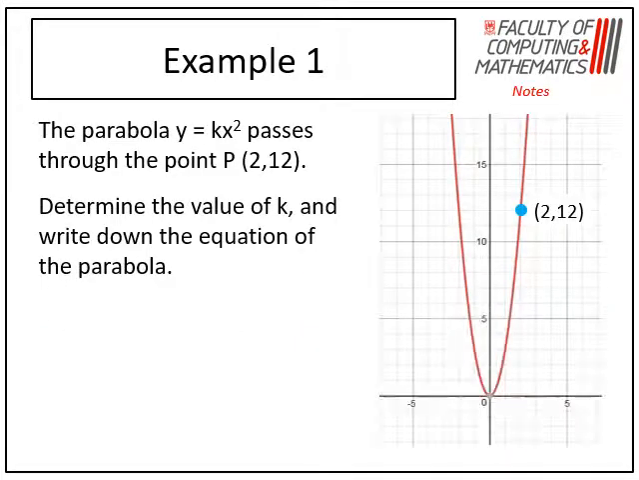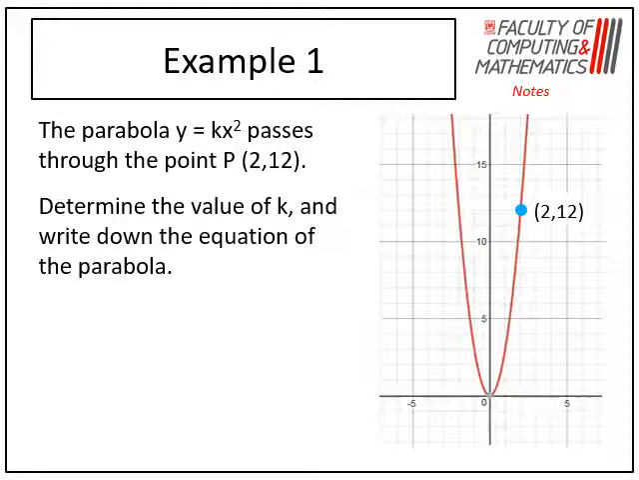So what you might be asked is to figure out what that coefficient is going to be. If you've got the parabola y is equal to kx squared, and it goes through the point P, which is (2, 12), find out what the value of k is and write down the equation of the parabola.